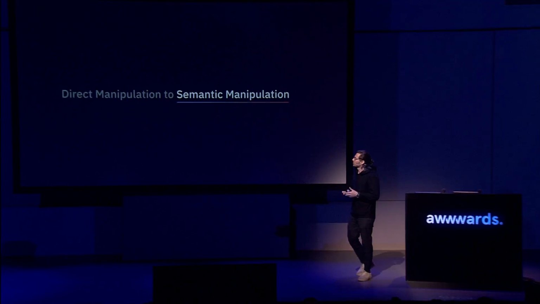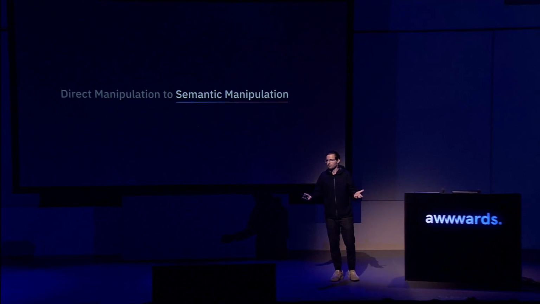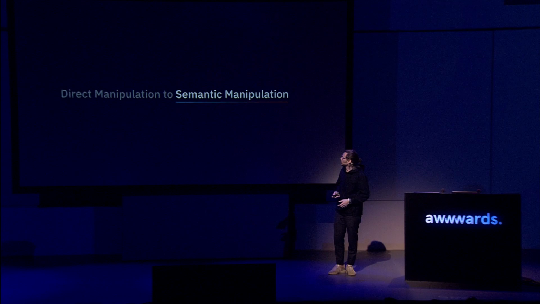But I think with AI, we're at the verge of a new principle. We're at the verge of where it's no longer about direct manipulation, but about semantic manipulation. Because when you think about it, you're not telling the AI which buttons it should press for you. You're telling the AI or the assistant what it should do for you, and then it will do whatever it needs to do to be helpful for you.